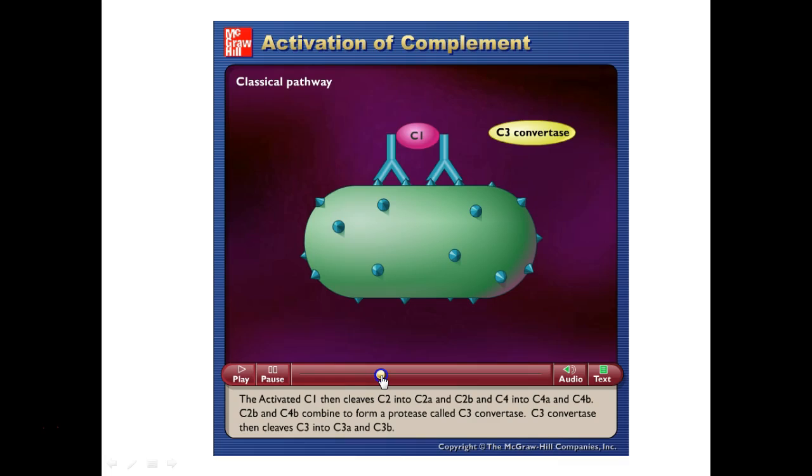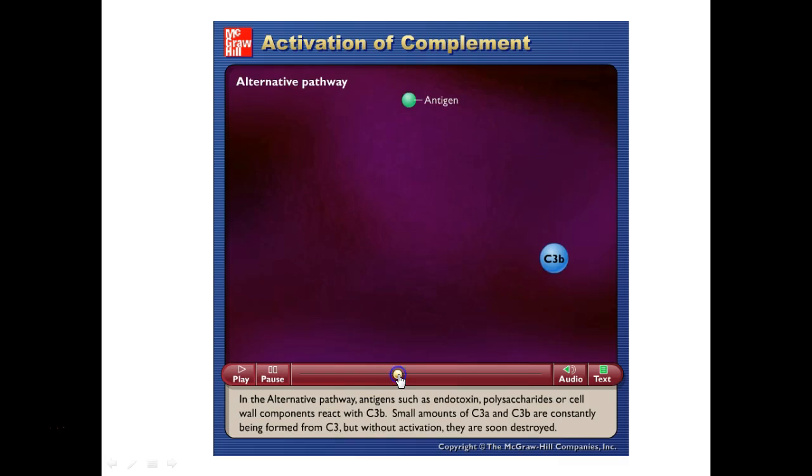No, watch. This is one of the important ones. Here comes C3. The reason why it's called C3 convertase is it cleaves C3 into C3a and C3b. So again, it's taking C3 and breaking it into two pieces, A and B. And they're different, hence the different letters, A and B. So then we jump to the alternative pathway.